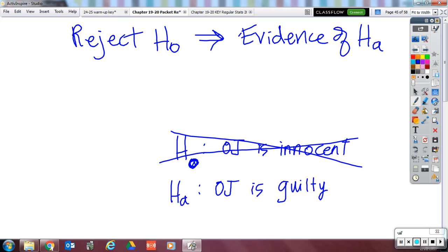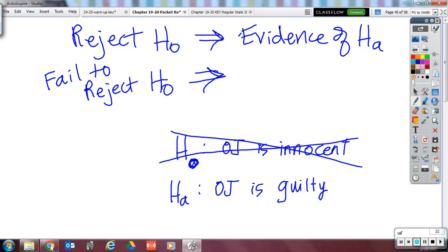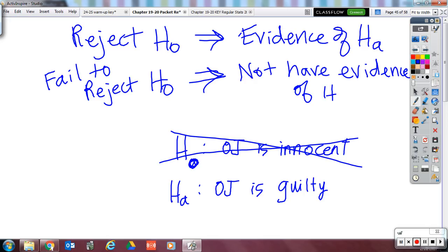What happens if I fail to reject H0? Then I do not have enough evidence. I do not have evidence that he is guilty. Okay, so keep those in mind as we go through, and now we're going to go back and actually work on some problems we have already done and put the conclusions on them, okay?